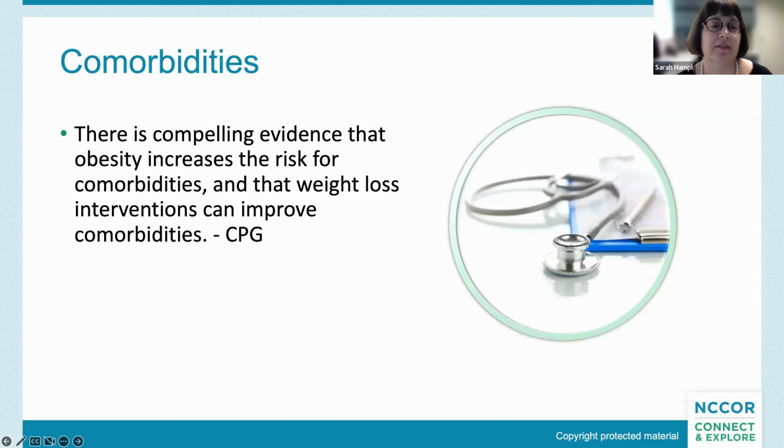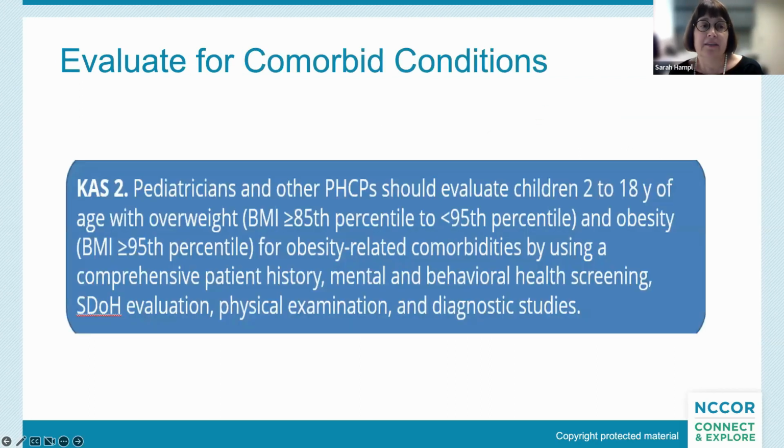As Sandy mentioned, there is compelling evidence that obesity increases the risk for comorbidities, and that weight loss interventions can improve comorbidities. So when you treat obesity, you are treating comorbidities. Next slide. Our next key action statement had to do with our overall approach to evaluation of the child with overweight or obesity, looking for comorbidities using a comprehensive history, mental and behavioral health screening, social determinants of health evaluation, physical exam, and diagnostic studies. Next slide.